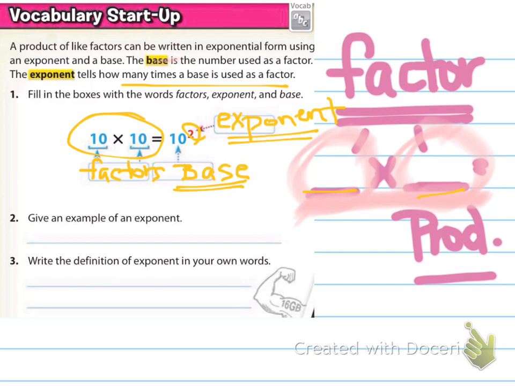Now the next one says, give an example of an exponent. So I want you to go ahead and give an exponent example. Alright, let's say it's 10 to the third power. This is our exponent. We could have also used an example like 3 to the fourth power, where the 4, again, is the exponent. And make sure that you're making it obvious that this is our little number that's raised up to the top right.